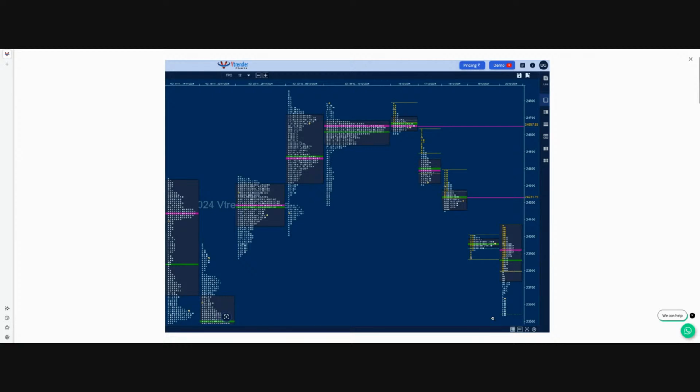And we almost tagged that weekly VPOC of 23524. So we just took support above it. 23537 was the lows, and it was a spike close.